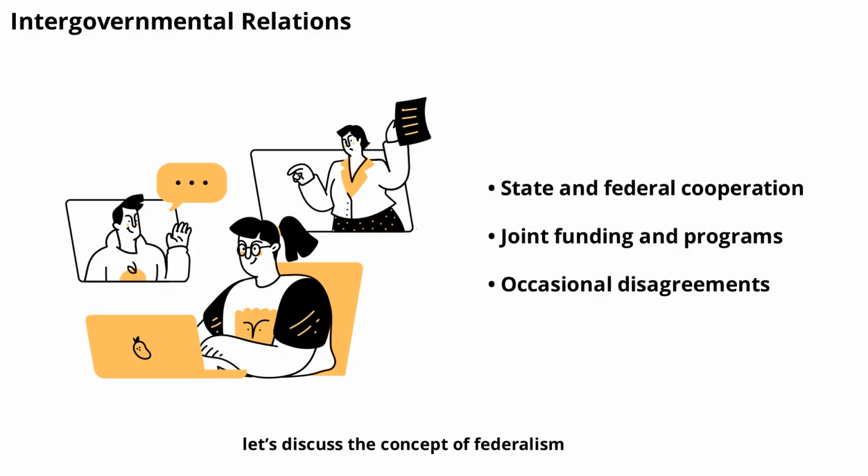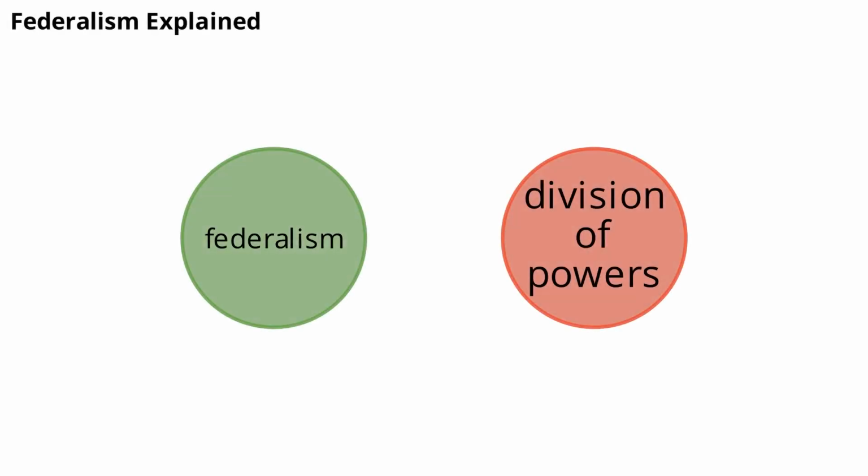Next, let's discuss the concept of federalism, which underpins these relationships. Federalism is the system that divides power between state and federal governments. It's a core principle of the U.S. Constitution, designed to balance local autonomy with national unity.